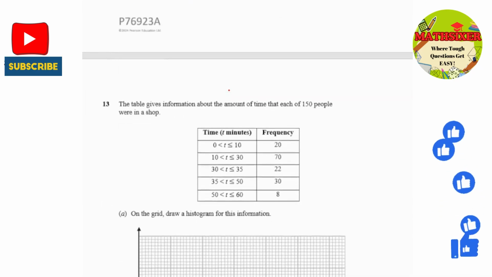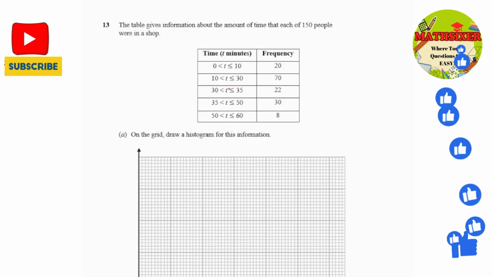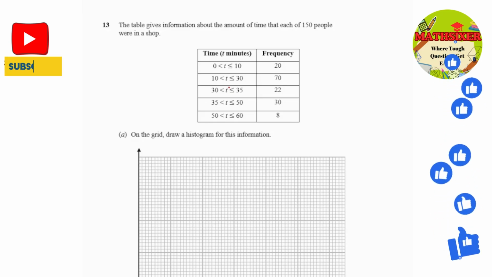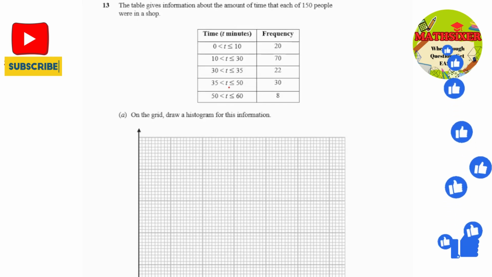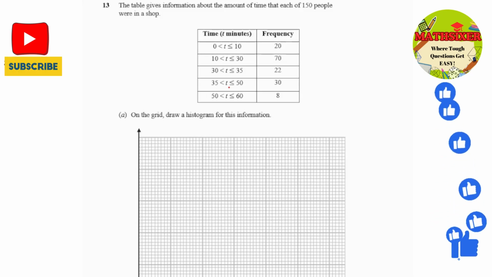You can easily do these questions. Okay, now the next question we have: the table gives information about the amount of time that each of 150 people were in our shop. On the grid, draw a histogram for this information. Let's look at the class width.